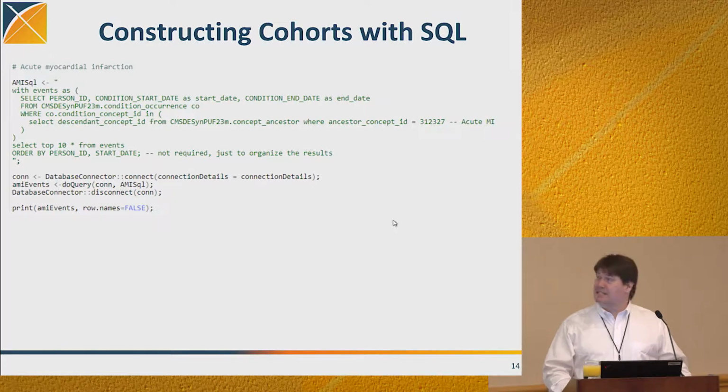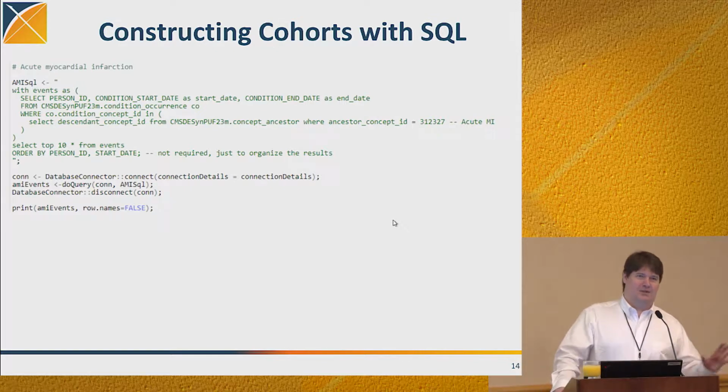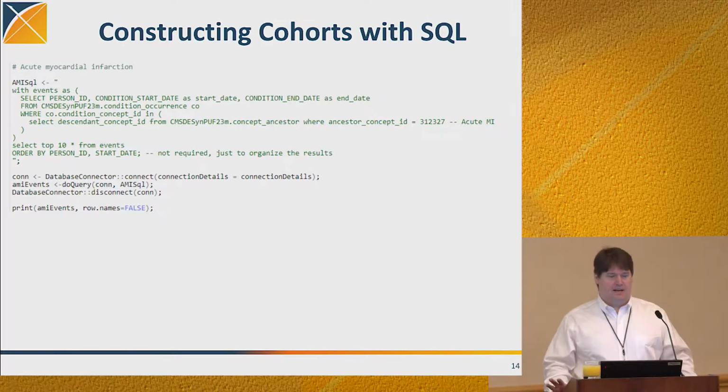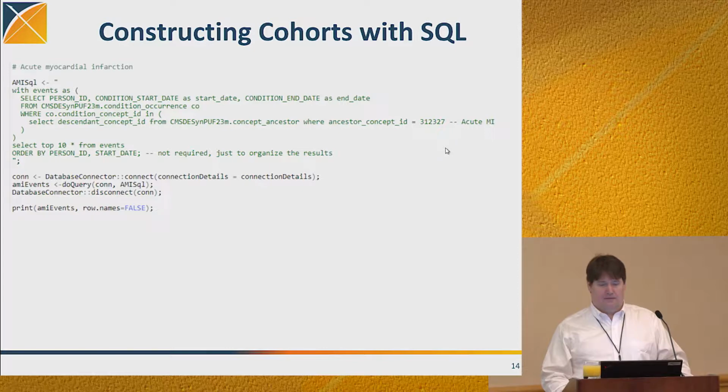Hopefully you can see this okay. This is also in the lecture folder, one of the queries. Let's just walk through this, and if we want to go deeper, we can analyze it further. The start of it is that I'm going to query the condition occurrence table for the code for the standard concept of acute MI.